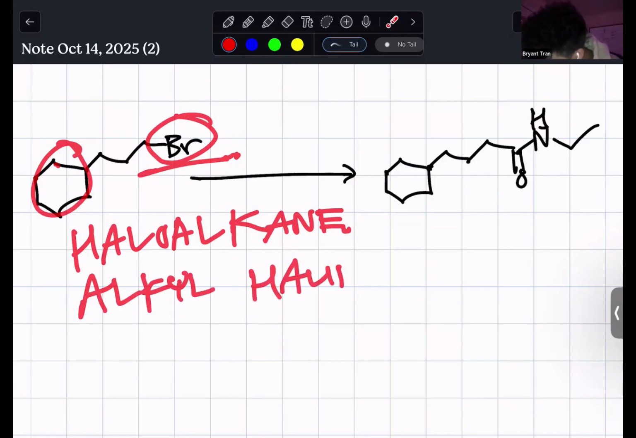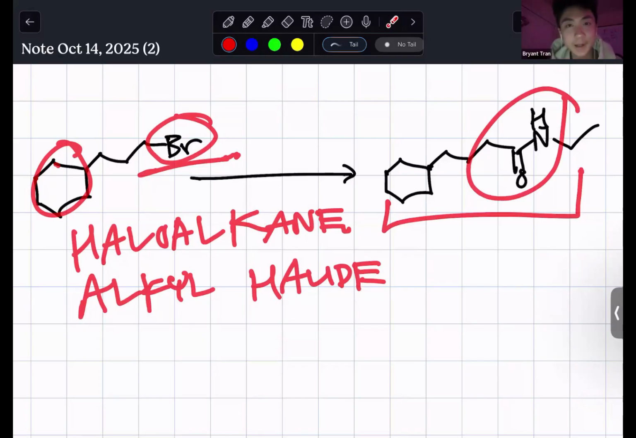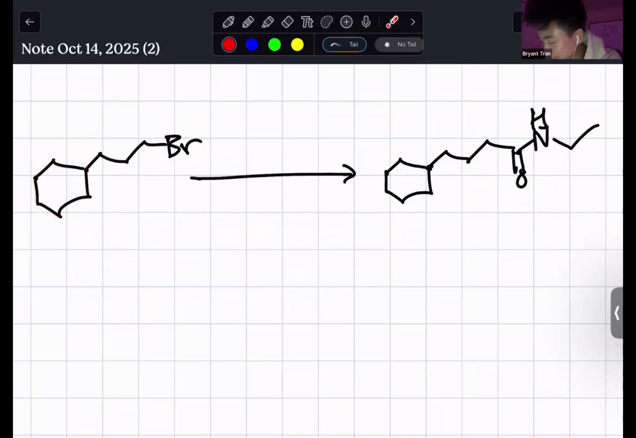Like that. Right. What about the molecule on the right? What functional group do you see on the right? Amide, right? And be careful, because what if that carbonyl, or the carbon double bond oxygen, was not there? What functional group would that be? Amine, yes.